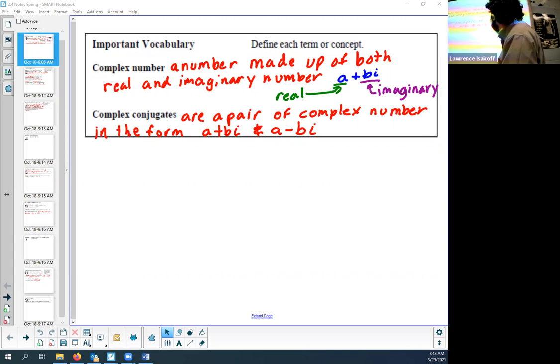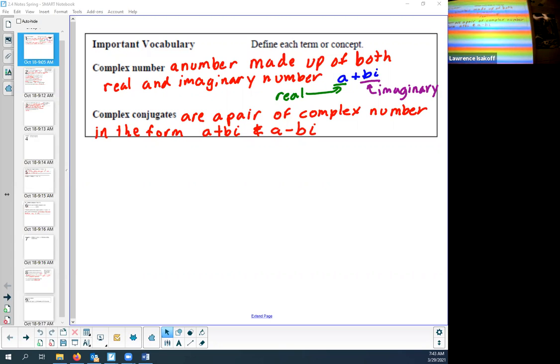Complex conjugates are a pair of complex numbers in the form a plus bi and a minus bi. So whenever I talk about a complex conjugate, you want to change the sign in front of the imaginary part. That will be your complex conjugate. And we'll do that whenever we have fractions or division happening with imaginary numbers. We don't like to leave i in a denominator. So we'll see how to take care of that with the complex conjugate.